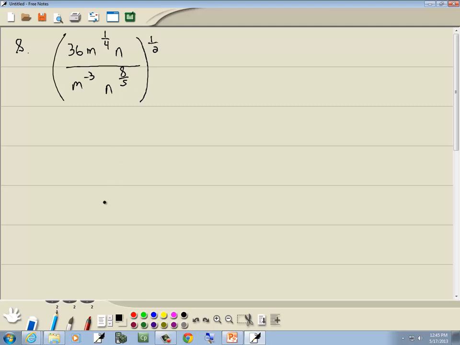Well, again, my order of operations says do what's inside the parentheses first. Well, there's a fraction in there. When handling fractions, you do the top part separate from the bottom part. Well, there's nothing to do on the top. On the bottom, there's nothing to do except get rid of the negative exponent. So I'm going to take that m to the negative 3 and move it up on top.